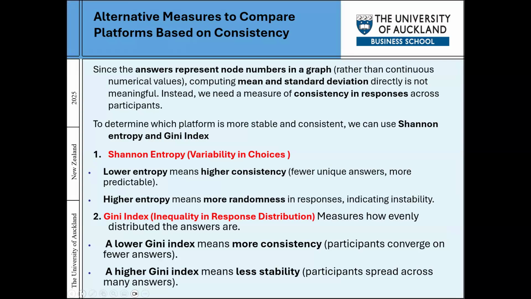So not just the quality of answers, and because these node numbers are not continuous numeric values, we cannot calculate mean, median, standard deviation and all of that. First, we followed that path of doing ANOVA and all of that kind of stuff because we have 2 groups, we have 2 platforms. But then we realized that no, these numbers are not numeric values, these are node numbers. And that's why, to compare the platforms on consistency, we're exploring the Shannon entropy and also the Gini index to understand the consistency of responses and whether responses are more stable or not.